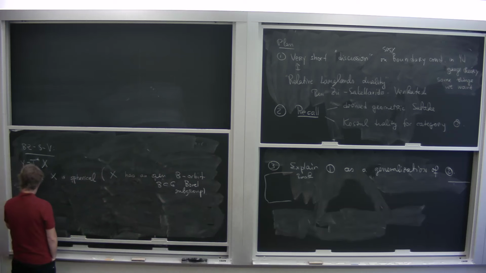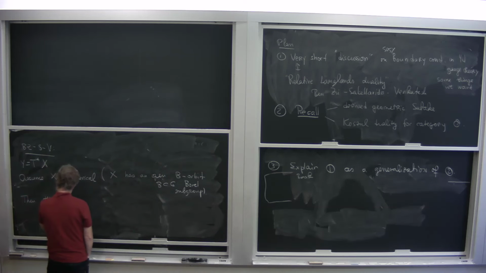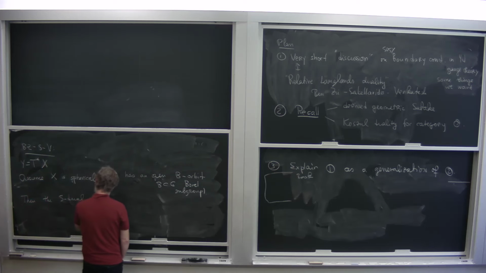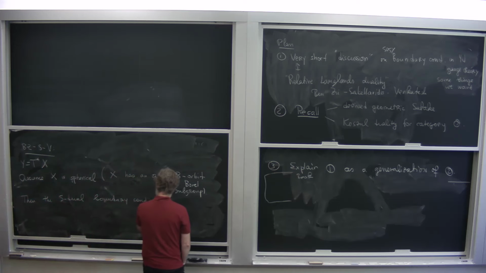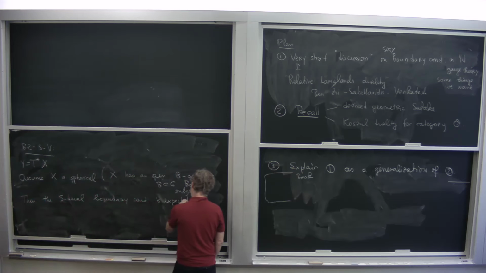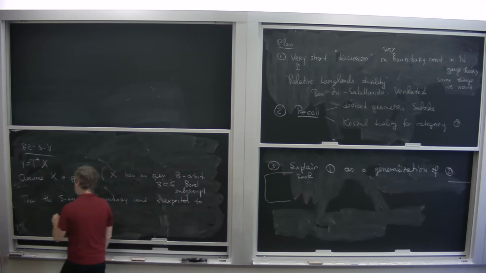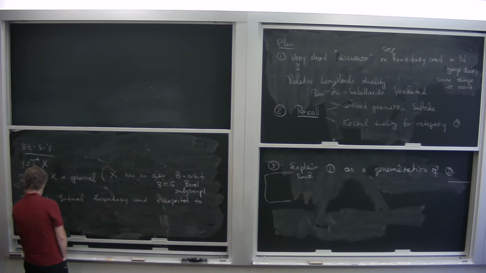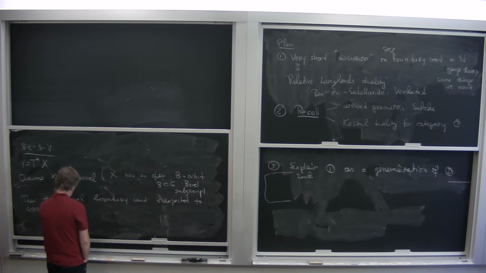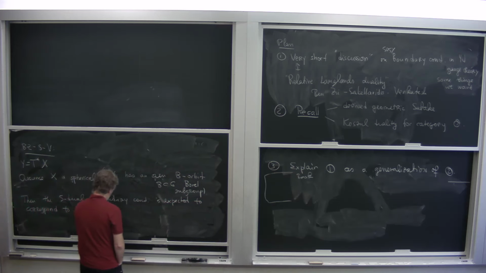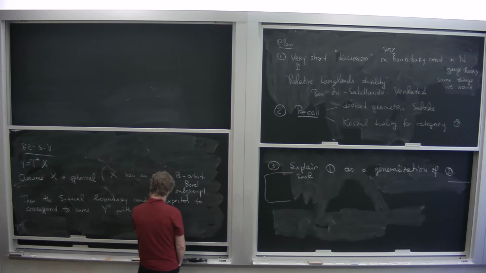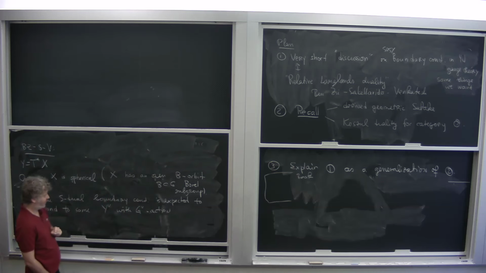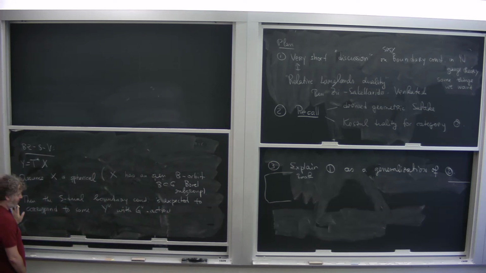So then the expectation is that the S-dual boundary condition is expected to correspond to some Y check with a G check action. And the question that I would like to address is how to actually construct it. Well, we will actually construct it under certain additional assumptions.